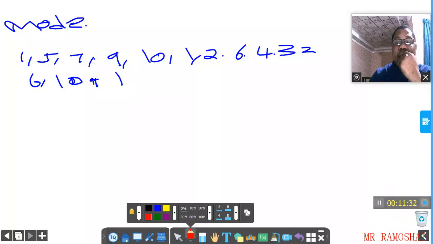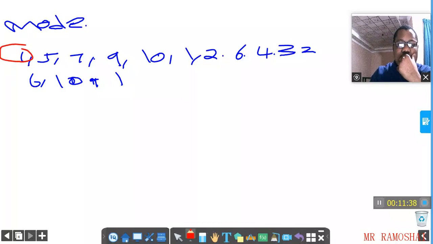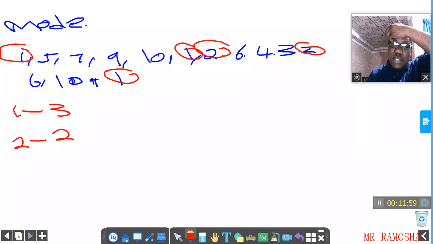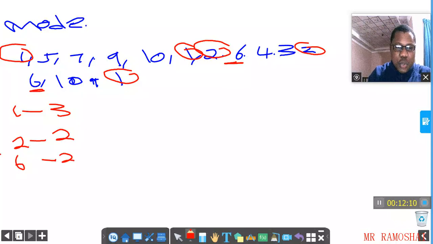So when you look at this data, we can see that we have 1 here, we have 1 here, we have 1 here. Therefore in this data 1 appears 3 times, right? But we also have 2, we also have 2 here. So 2 is appearing 2 times. Let's observe another number here. I can see 6 here, and I can also see 6 again here. So 6 is appearing twice.